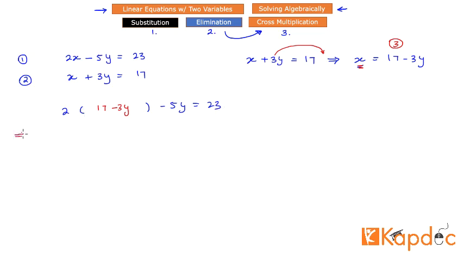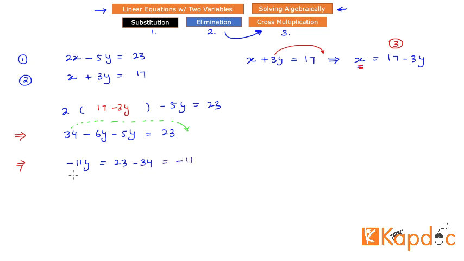So let's simplify this. This will reduce down to 2 times 17 which is 34, minus 2 times 3 which is negative 6y, minus 5y as it is, is equal to 23. So negative 6y and negative 5y make negative 11y, and that is equal to 23 minus 34. Why? Because you are simply transferring this constant value onto the other side of the equation, and when you do this transpose, the sign on the 34 will reverse. It becomes negative now. So when you solve this, 23 minus 34 will be negative 11.